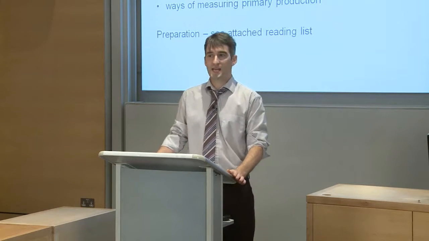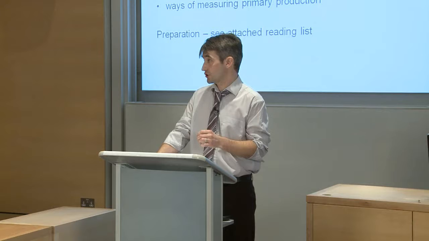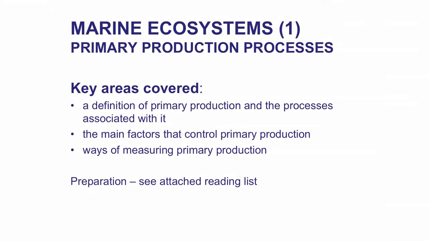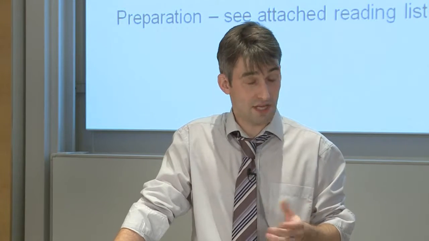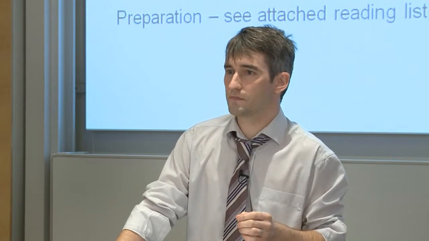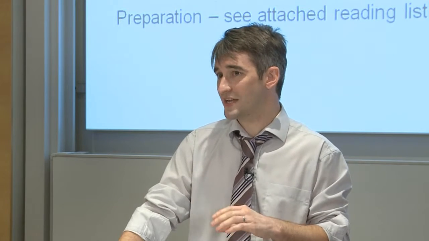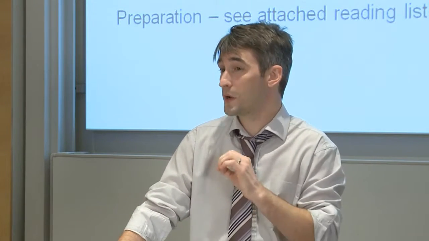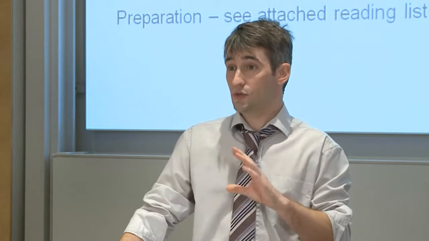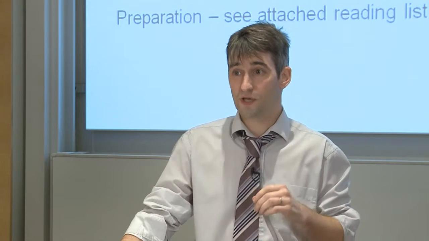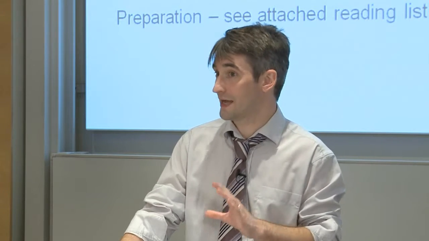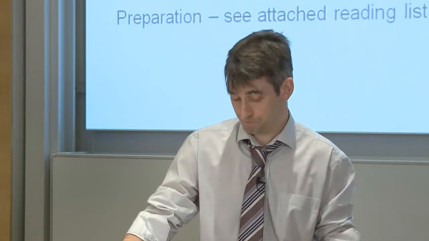So, today we're going to be talking about primary production processes. And primary production is the starting point of all other life in marine systems. It's how life in the ocean comes into existence, if you will. Primary production, as we've seen, is the process by which organic compounds are produced from carbon dioxide. You could say that these organic compounds are the building blocks of life, because living organisms are made up of organic compounds. Okay?